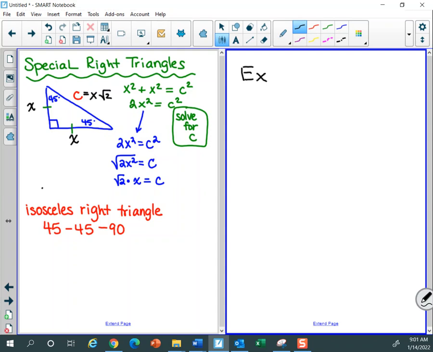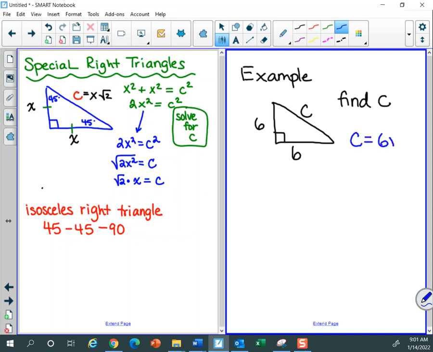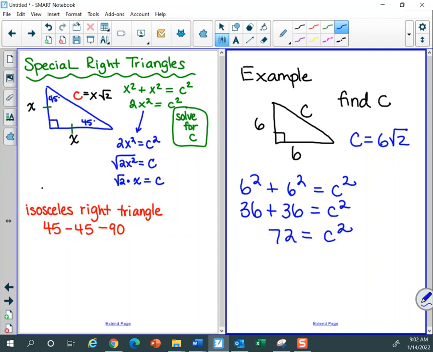when I go and do a problem like this, and this is 6, and this is 6, and it says, okay, find C, I can do this a super quick way. I know C is going to equal that. I know that's going to happen. If I do the work, 6 squared plus 6 squared equals c squared. So 36 plus 36 equals c squared. 72 equals c squared. So the square root of 72 is c.